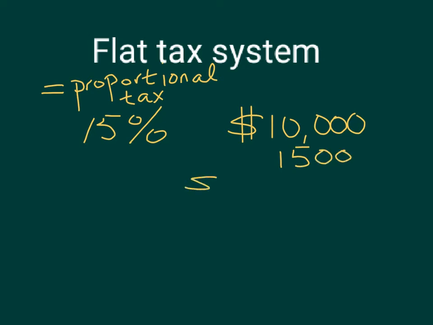Someone earning $100,000, 15% of that is $15,000. So people at higher incomes do pay a higher total amount, even though the tax rate is the exact same.